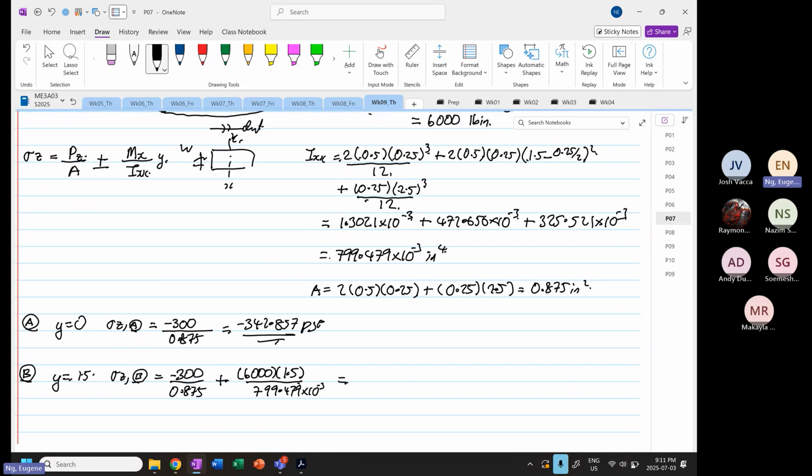I don't know what the question is asking for. Let me see what the question is asking for. Oh, stresses at point B. So we do stresses at point B. So minus 300 divided by 0.875 is equal to minus 342.857.